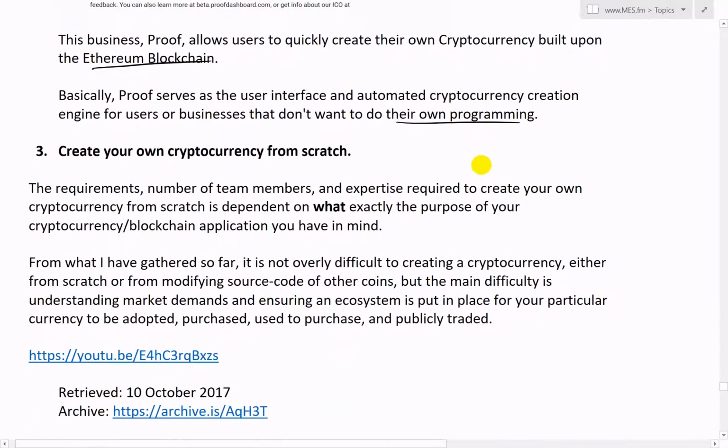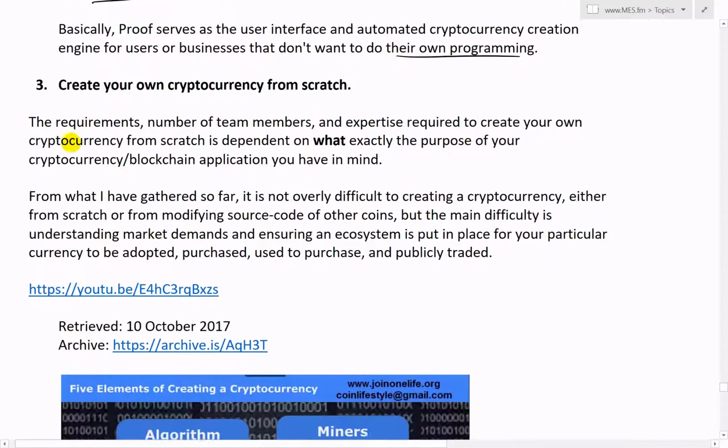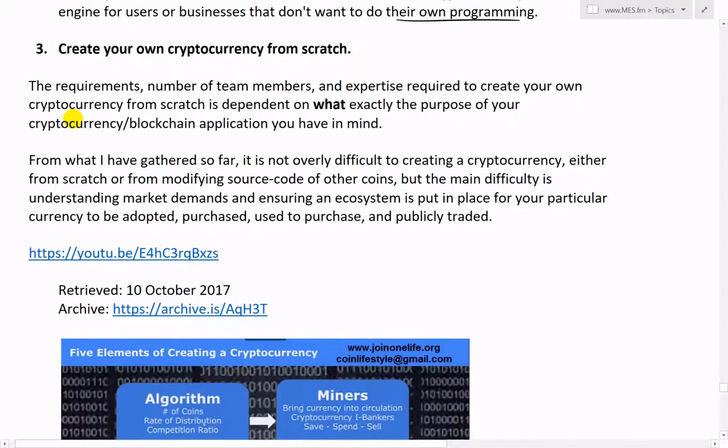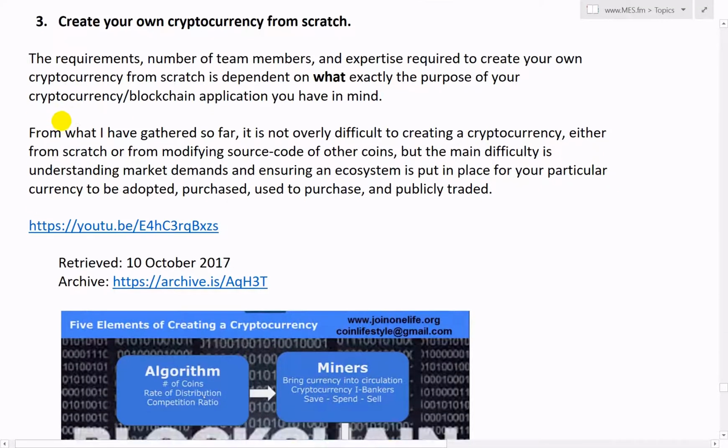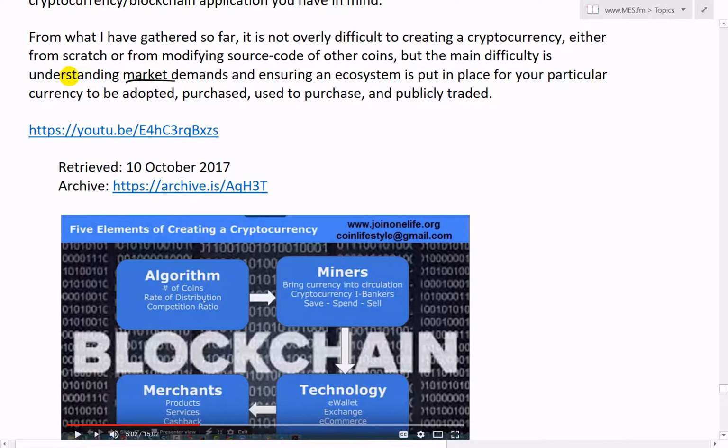So that's one way you could do it. Or you could create your own cryptocurrency from scratch. The requirements, number of team members, and expertise required to create your own cryptocurrency from scratch depend on exactly what the purpose of your cryptocurrency or blockchain application is. From what I've gathered so far, it is not overly difficult to create a cryptocurrency either from scratch or by modifying the source code of other coins. But the main difficulty is understanding market demands and ensuring an ecosystem is put in place for your particular currency to be adopted, purchased, used to purchase, and publicly traded.